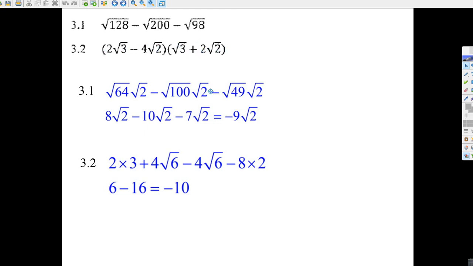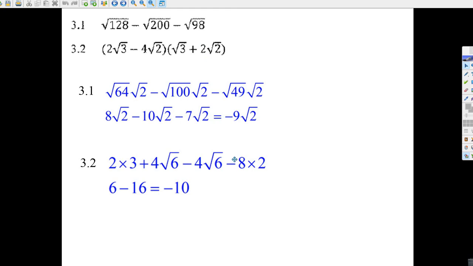But root 3 times root 2, you can write as root 6. Root A times root B is root AB. That's a thing you have to know about surds. Now we get minus 4 times root 2 times root 3. That's minus 4 root 6. Hey, that cancels, which is nice.